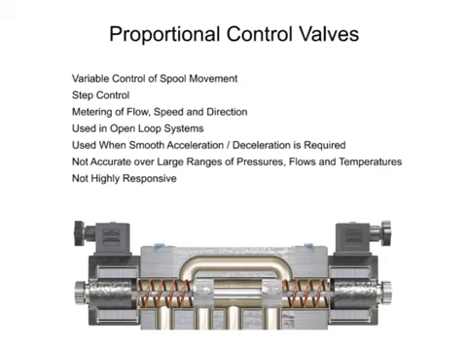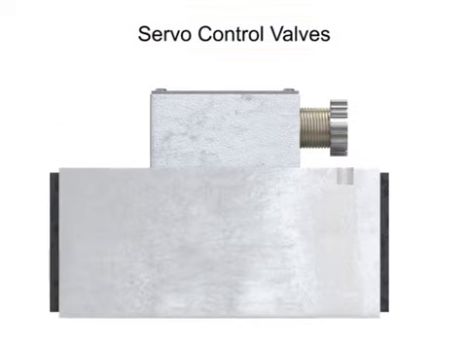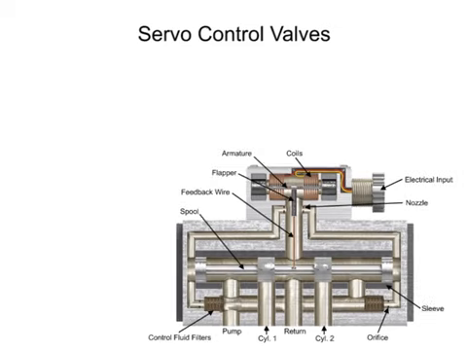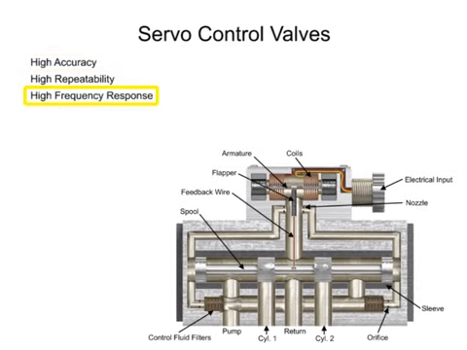Proportional valves offer a variety of machine cycles, which can safely be operated at greater speeds and result in improved machine cycle times and production rates. The third type of hydraulic directional control technology is called the servo valve. First developed in the 1940s, servo valves operate with very high accuracy, repeatability, and high-frequency response.